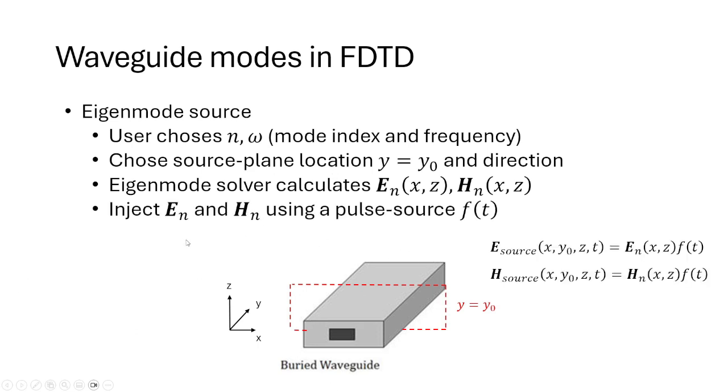Finally, in the FDTD simulation, the source is going to be given by that mode field, these En xz for the n that we chose, multiplied by some sort of pulse source, some sort of function of time, which again we usually use a modulated Gaussian. So our electric field source at x, y naught, z, and t is just given by the mode profile, En at xz, multiplied by that function of time, by that modulated Gaussian function. And that's it. This is what a mode source would actually look like in an FDTD program.